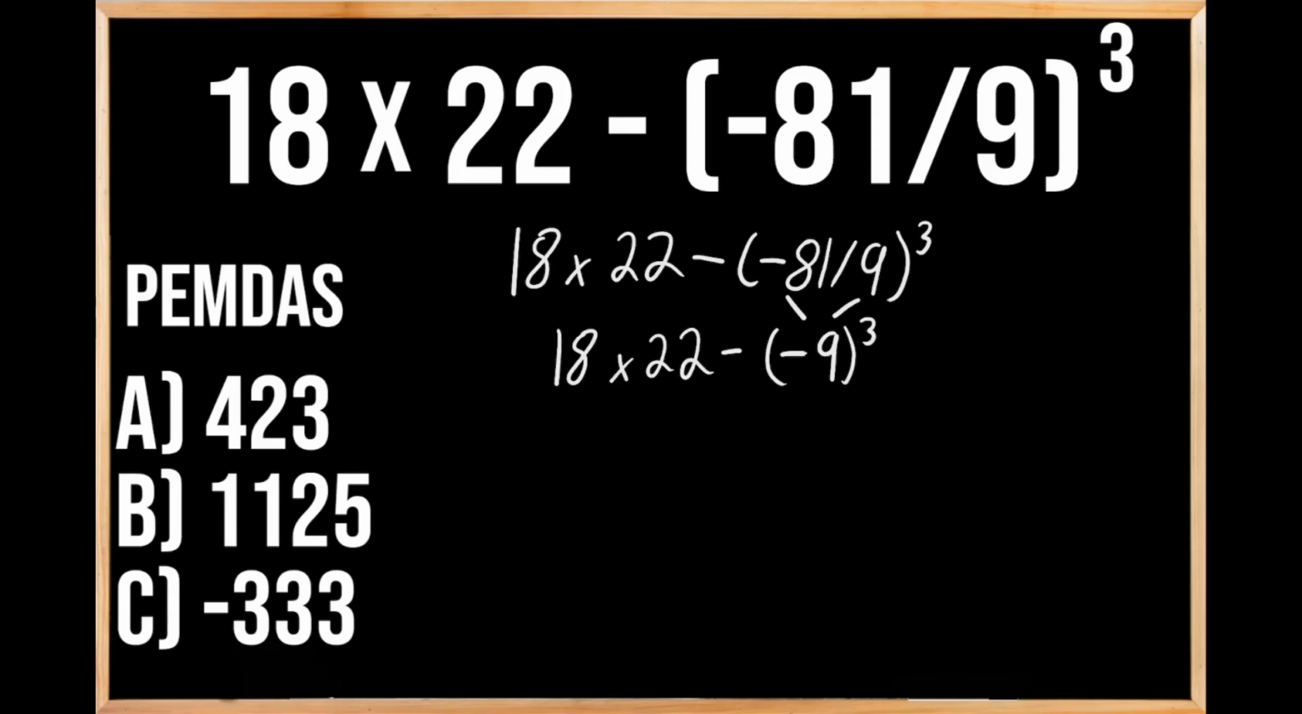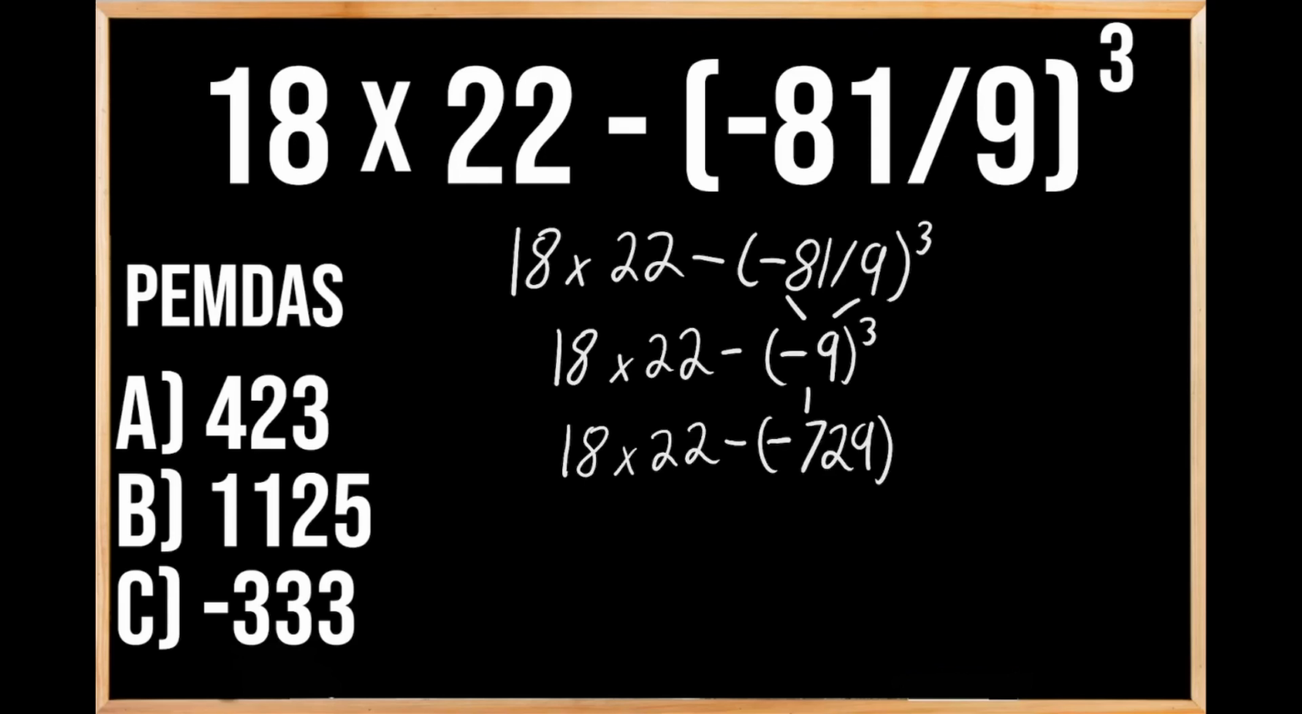Since we don't have anything else to solve within parentheses here, we're going to move on to our next priority of E, which stands for exponents. So now we're going to solve for any exponents. Here we have negative 9 cubed, or negative 9 to the power of 3, which we know is going to give us negative 729. And then we're going to bring down the rest of this problem. So we have 18 times 22 minus negative 729.